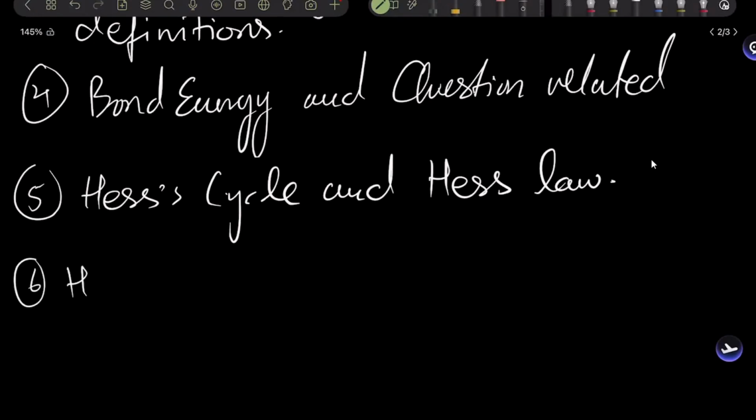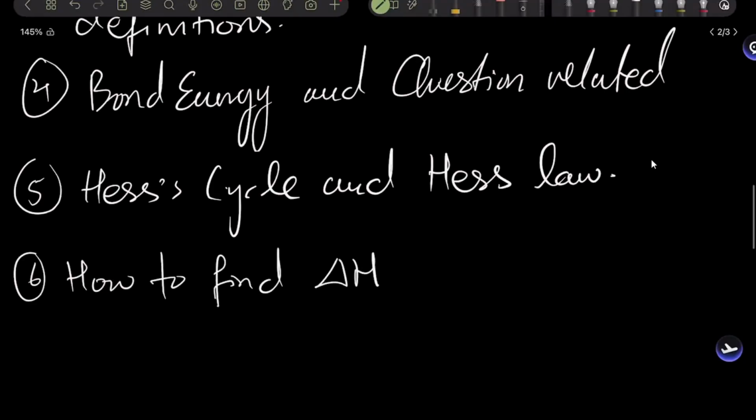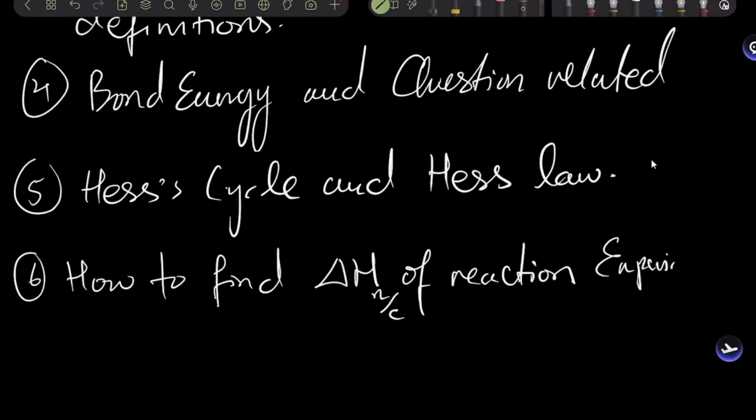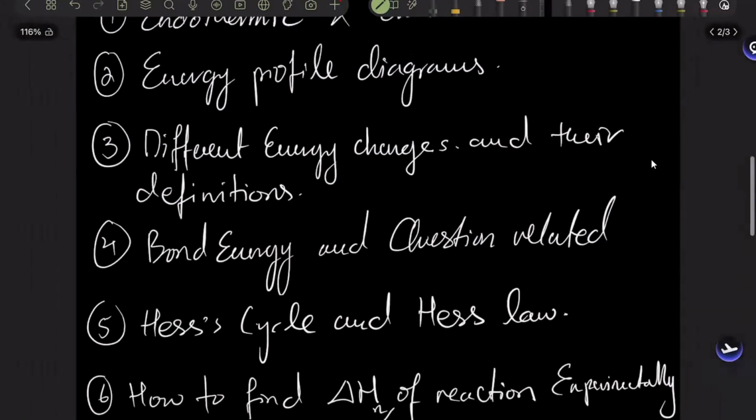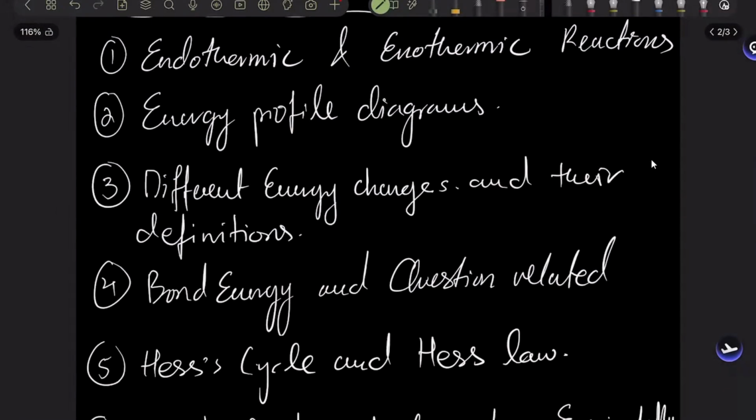Then you'll learn how to find delta H, or enthalpy change of reaction. There's two specific types of energy changes that you can find out experimentally, but over here I'm just writing delta H of a reaction, which would be neutralization or combustion. These are the two energy changes that you can find experimentally of a reaction. We'll see how experimentally we can find the energy change delta H of a reaction. And then after that, that's all. There's no more need. So these are the overall topics that you need to cover.